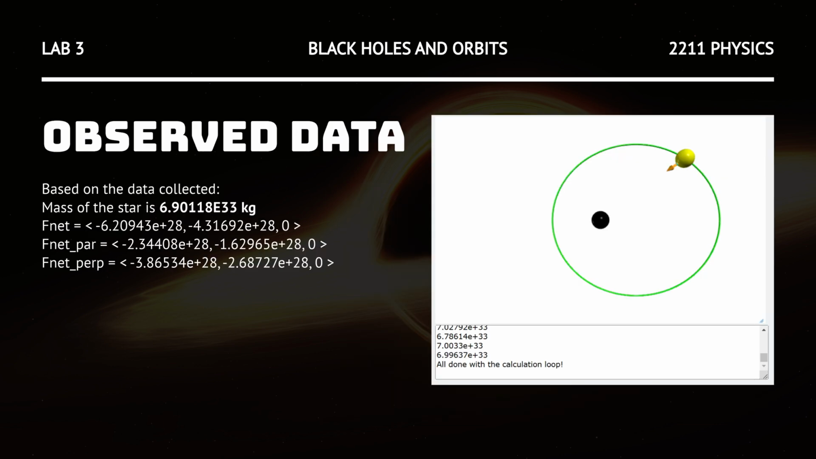For the observed data, based on the data collected, the mass of the star is 6.9 e to the 33. We were also able to calculate the F-net parallel and the F-net perpendicular. This image shows the star's position as it completes the first orbit around the black hole, and that is then used to calculate the mass, which we just talked about.